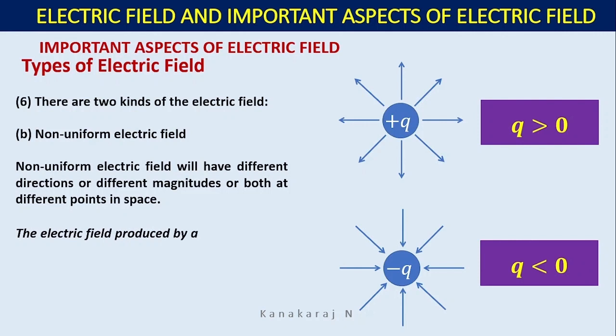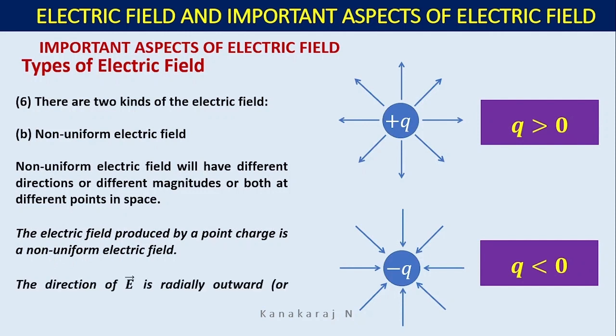The electric field produced by a point charge is a non-uniform electric field. The direction of the electric field is radially outward or inward, and the magnitude of the field decreases as the distance increases. There is a little error over here in my typing.